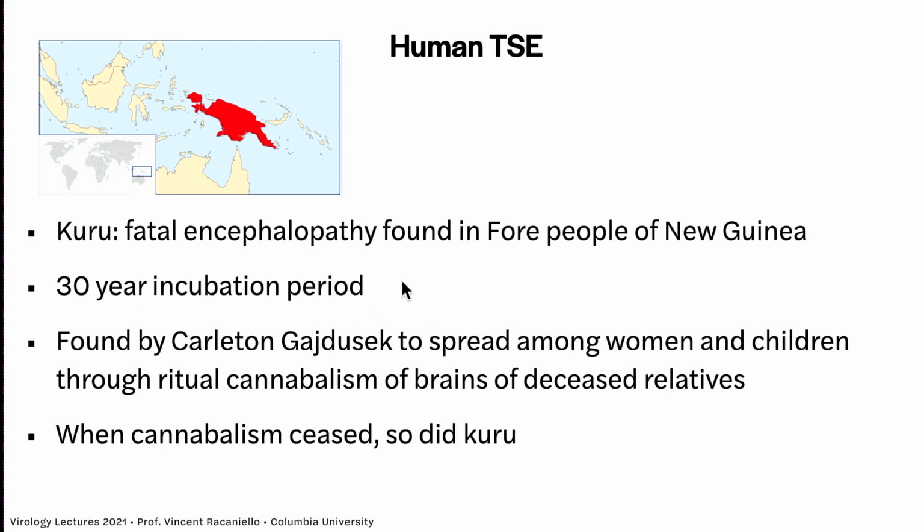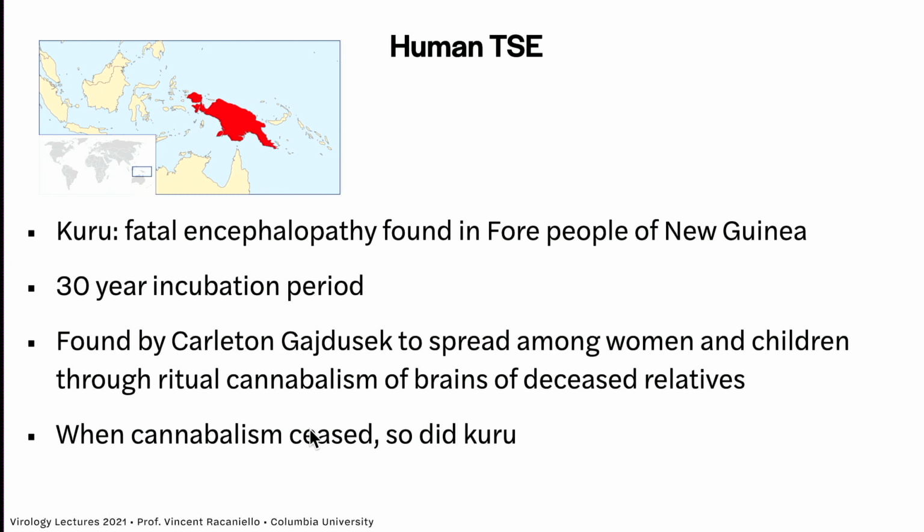The people lose motor function, cognitive function, and die eventually. And Carlton Gajdusek, an American virologist, went to study it, and he found that it mainly occurred in women and children because of ritual cannibalism of the brains of deceased relatives. When someone died in the tribe, the brain was fed to the women and children as part of their ceremony. And so they got Kuru. And so Gajdusek and others convinced them to stop doing this, and it got rid of Kuru. So they were eating the brains of people with Kuru, and that's how they were infected.